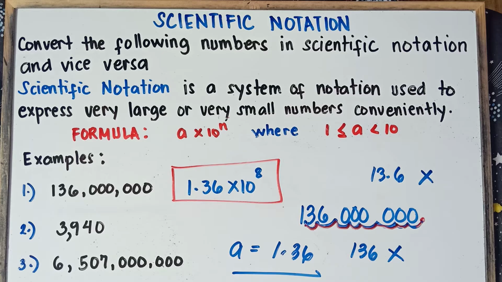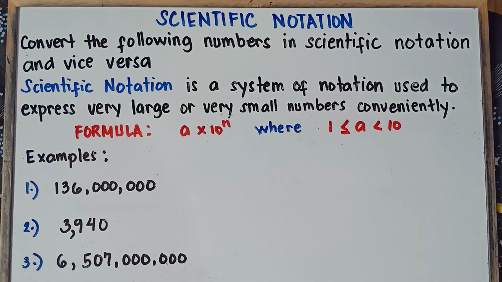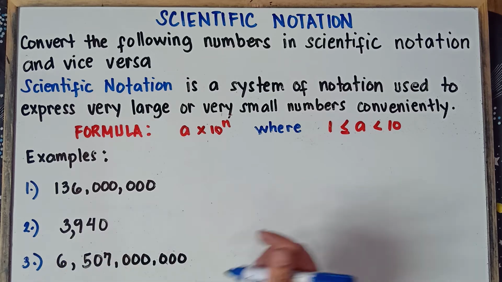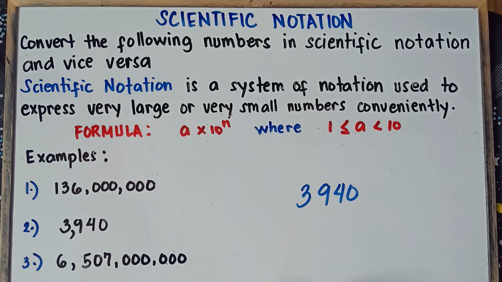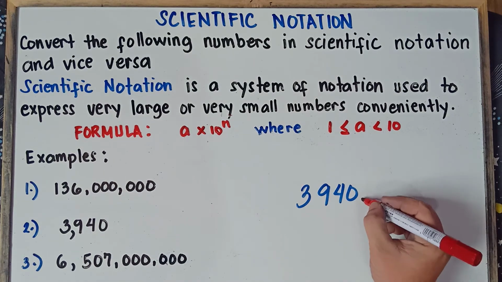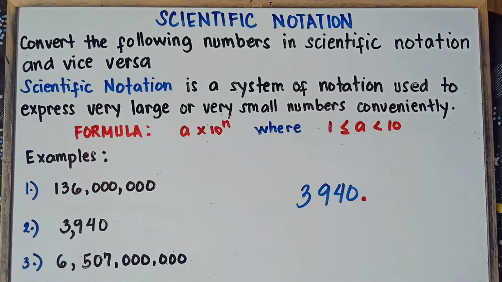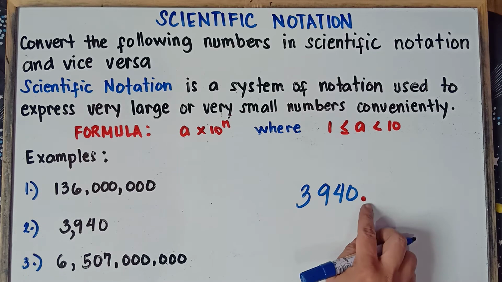So let's proceed now to example number 2. Alright, so let's have example number 2. Our given number, we have 3,940. So let me just copy this one. Now, once again, class, the first step is you need to look for the decimal point. Of course, we know that the decimal point is always after the whole number. So the decimal point is always here for the whole number. Now, we need to move, class, the decimal point many times until we can get the value of a. So let's move this one right to left.